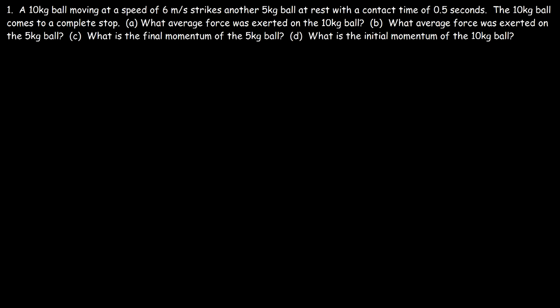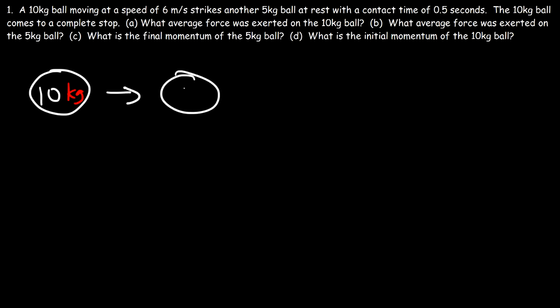Now let's work on this problem. A 10 kilogram ball moving at a speed of 6 meters per second strikes another 5 kilogram ball at rest with a contact time of 0.5 seconds. The 10 kilogram ball comes to a complete stop. What average force was exerted on the 10 kilogram ball? So let's say this is the 10 kilogram ball, and it's going to collide with a 5 kilogram ball.